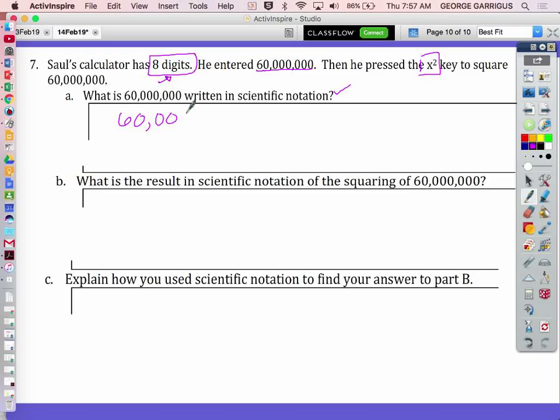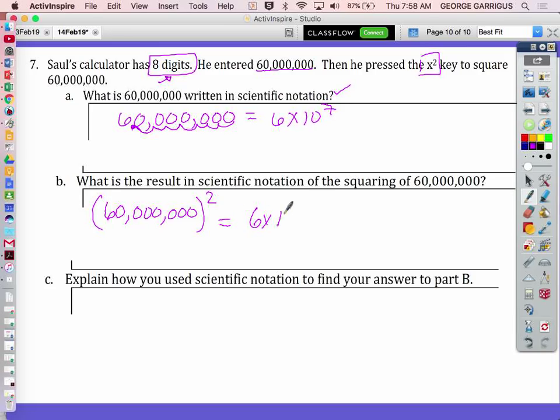60 million. And we're going to move that decimal. Again, 1, 2, 3, 4, 5, 6, 7. 6 times 10 to the 7th. Now, he hit the squared button. Let's write what he did. He did 60 million, and then he squared it, right? Well, we know that 60 million is 6 times 10 to the 7th.